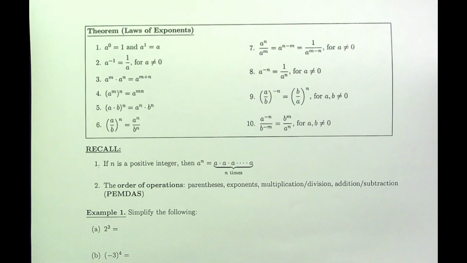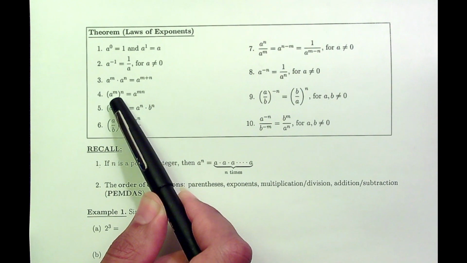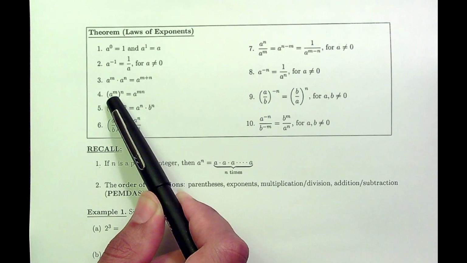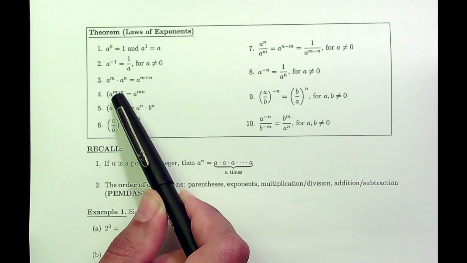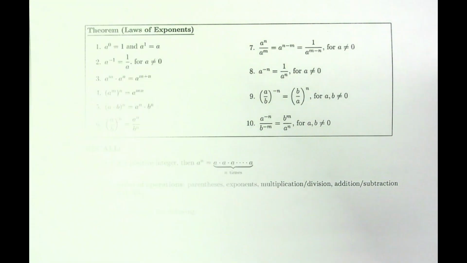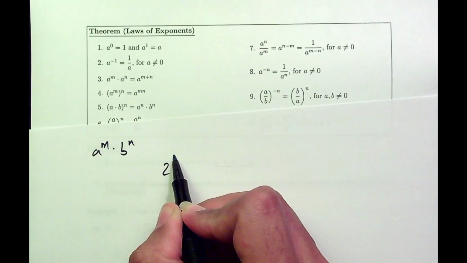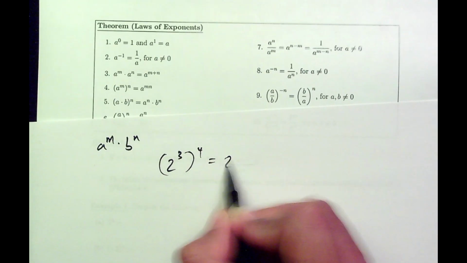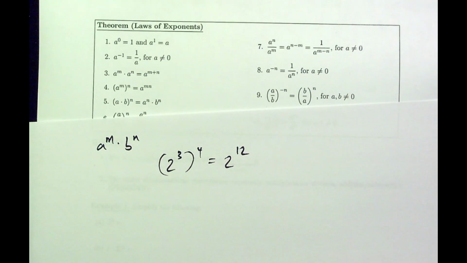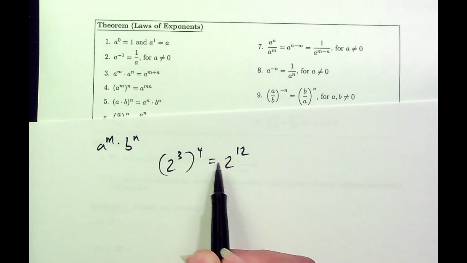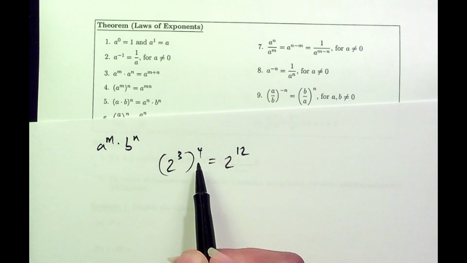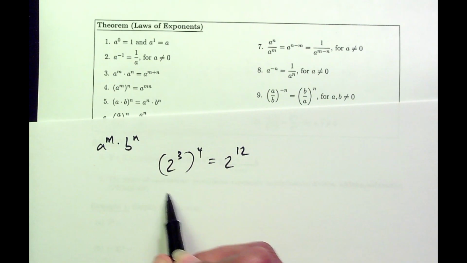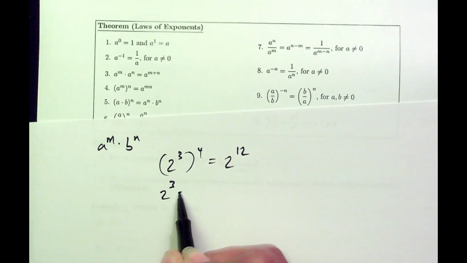Okay, then if you have two exponents back to back like that, a to the m to the n, then to simplify that, you multiply the exponents. So for example, real quick, you have 2 to the 3 to the 4. That would be the same as 2 to the 12 because you multiply 3 times 4, which is 12. So if you have exponents back to back like that, you multiply the exponents.